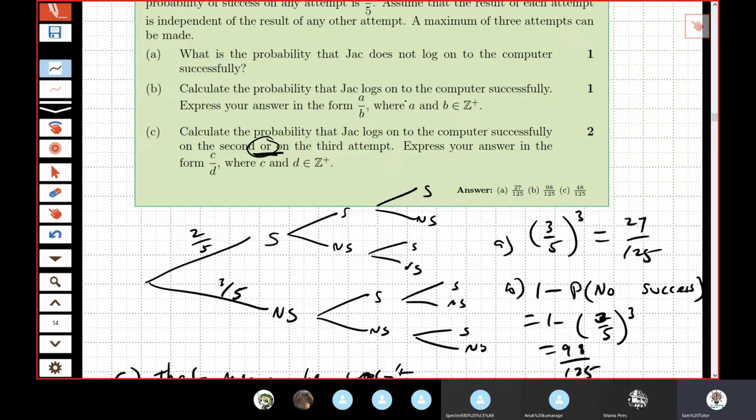Calculate the probability that Jack logs onto the computer successfully. Again, if I was to think of these questions, I would be doing them like this. So the probability of you being successful, you can see there's so many cases. So you're not really going to go and work out all those cases. What you will do is go, okay, being successful is 1 minus the probability of not being successful. So 1 minus the probability of not being successful, which is part A, is 98 out of 125.